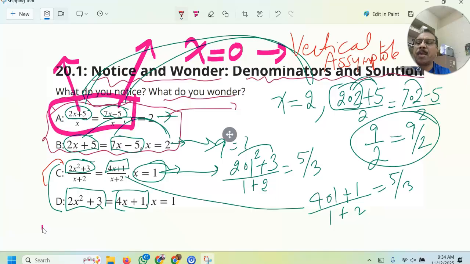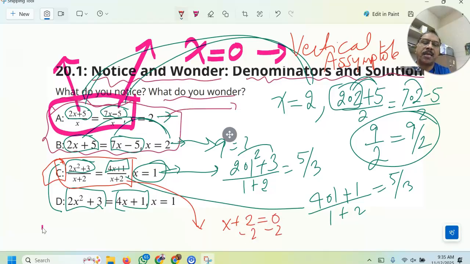And in problem C, look at this one: the denominator becomes 0 when x plus 2 equals 0. If you subtract 2 from both sides, you get x equals minus 2. So this value of x creates a problem. It makes the denominator 0. So that's the vertical asymptote there.